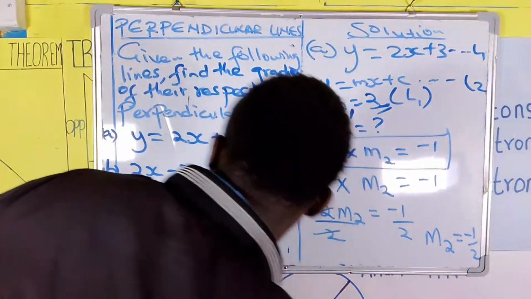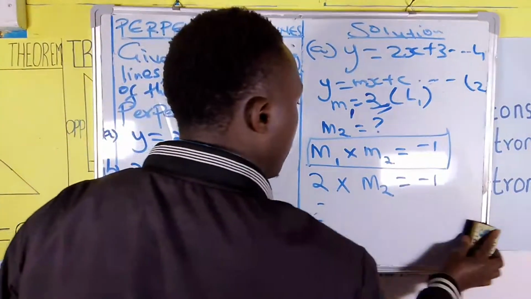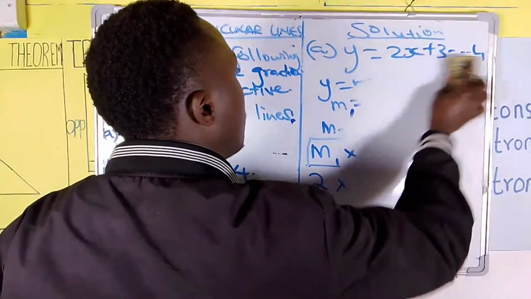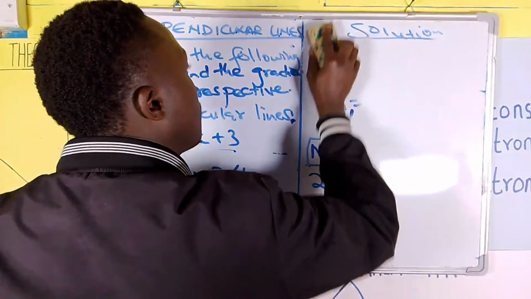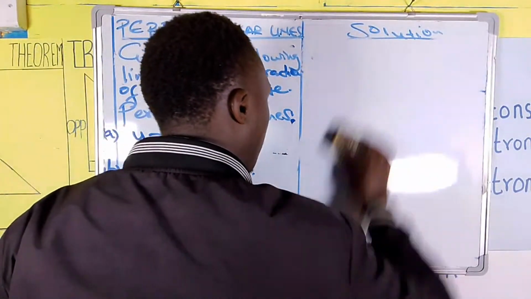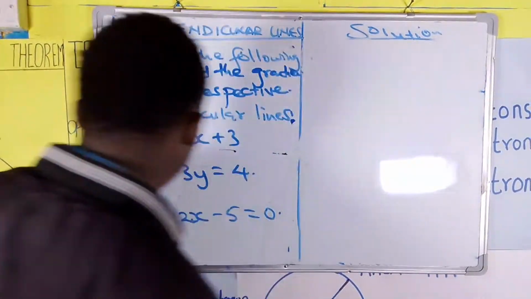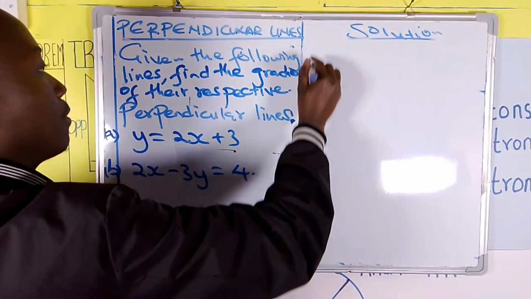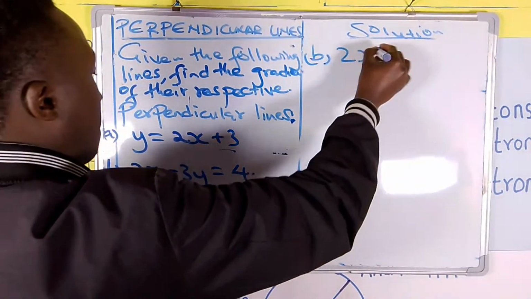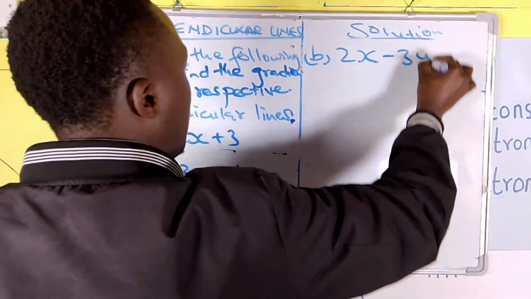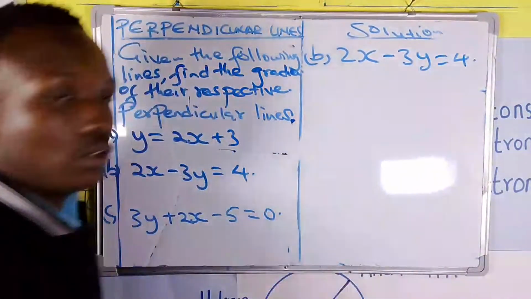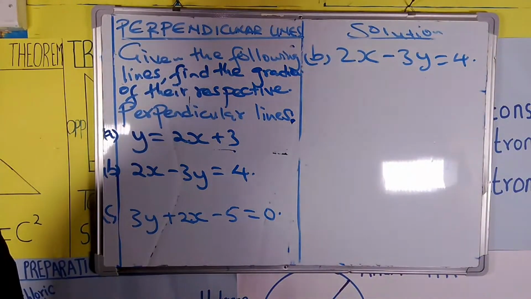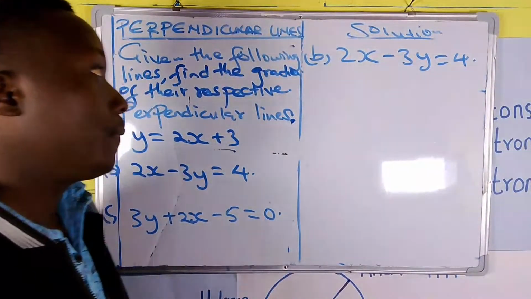Let's proceed to do example B. Example B, we have 2x minus 3y is equal to 4.